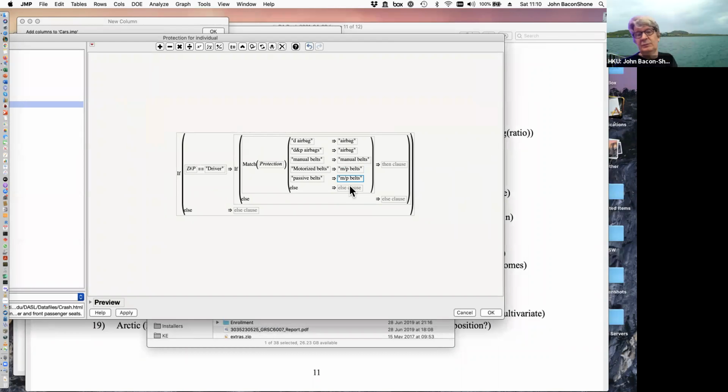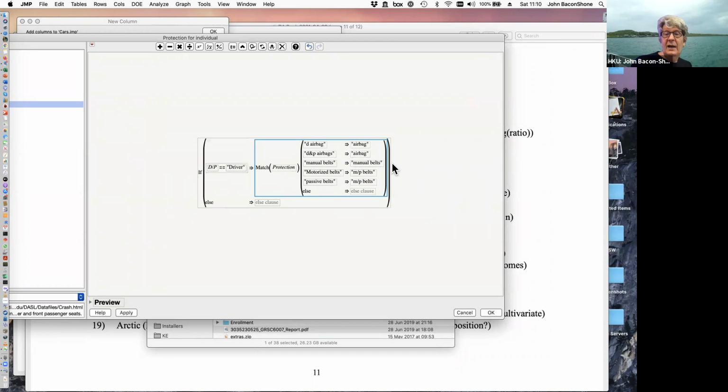So I don't need this then clause. I want it like this. I want if the driver passenger is the driver, then if it's a driver airbag, that's airbag protection. If it's driver and passenger airbags, that's airbag. If it's manual belts, it's manual belts. Motorized or passive is MP belts. That's all my combinations, right?